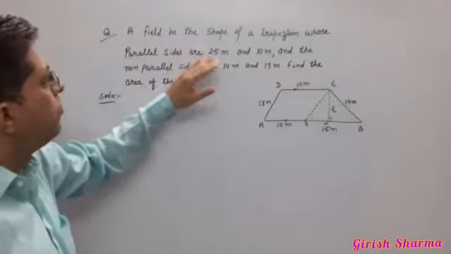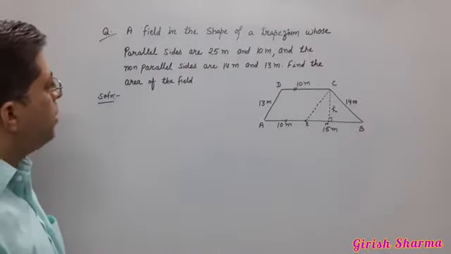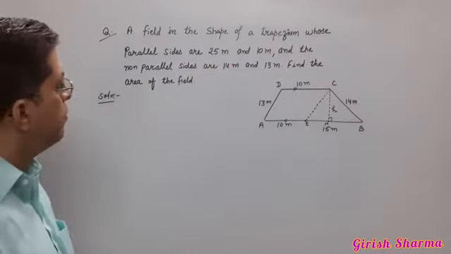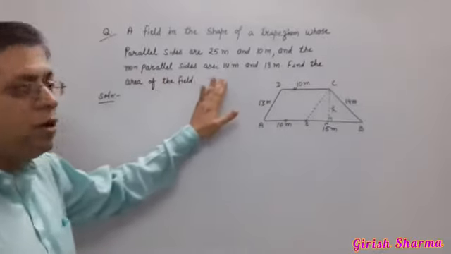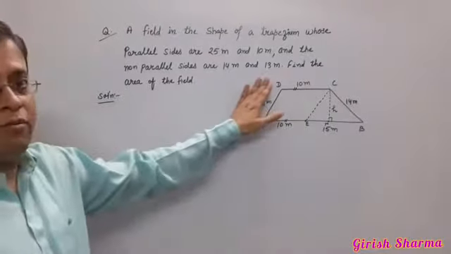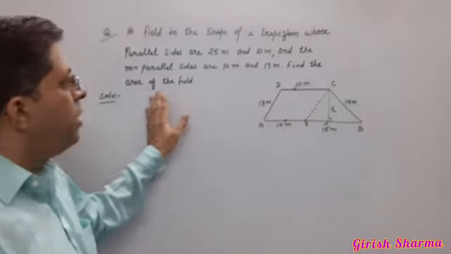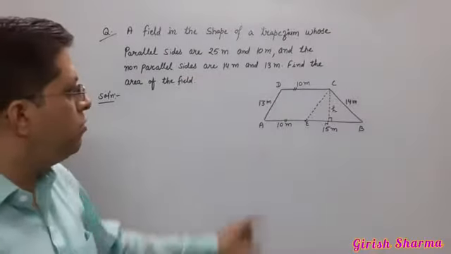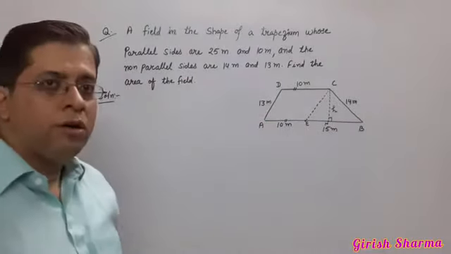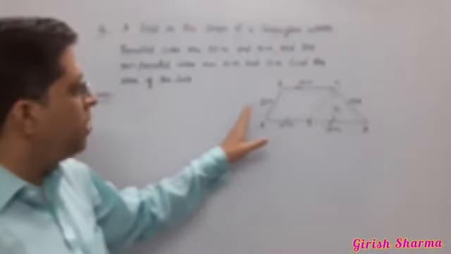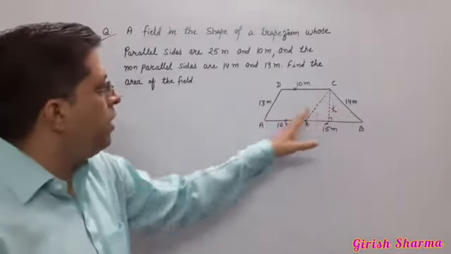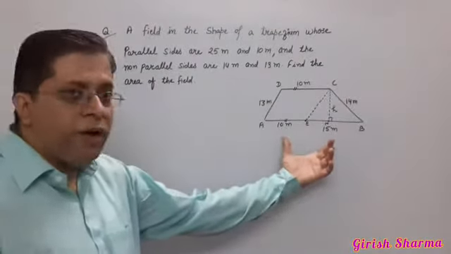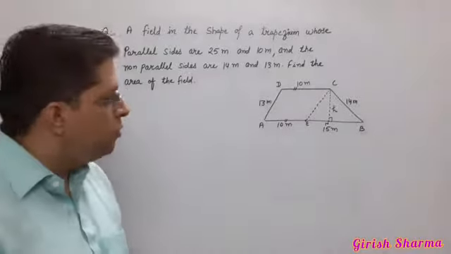A field in the shape of a trapezium whose parallel sides are 25 meter and 10 meter, and the non-parallel sides are 14 meter and 13 meter. Find the area of the field. What is given? You have one trapezium ABCD. Its non-parallel sides are 14 and 13 meter, and this is your 25 and this is your 10 meter.